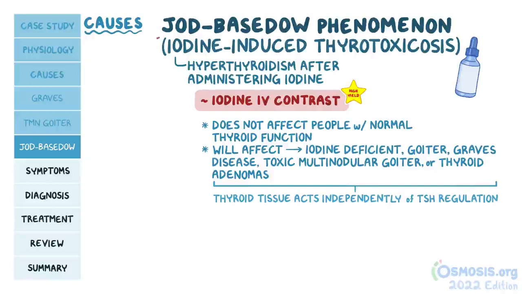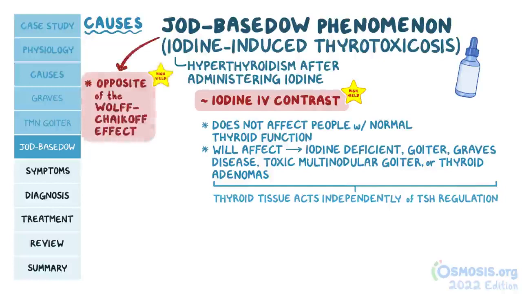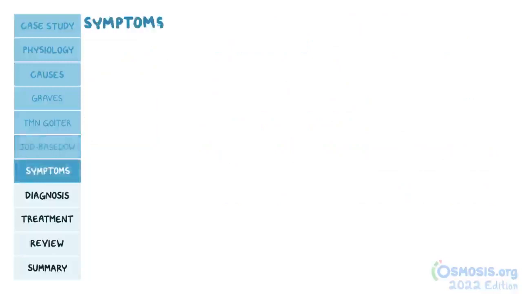You can think of the Jod-Basedow phenomenon as the opposite of the Wolff-Chaikoff effect, where a large increase in iodine actually leads to temporary decrease in thyroid hormone synthesis. Regardless of cause, symptoms of hyperthyroidism are similar, and remember that with hyperthyroidism, everything goes faster.